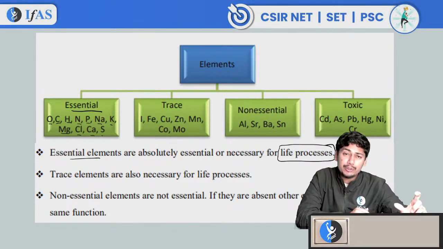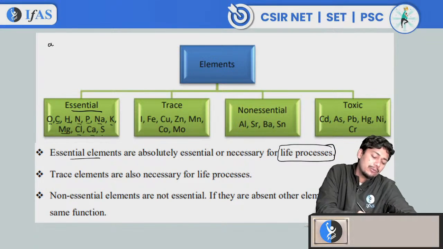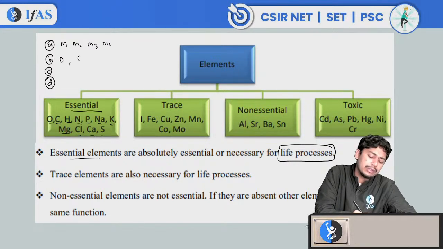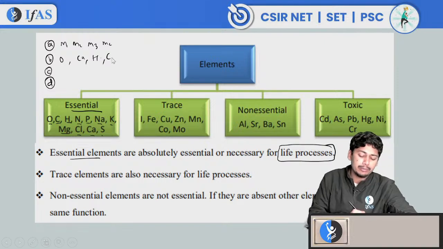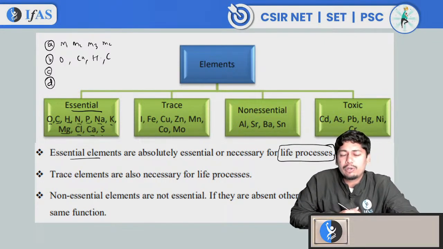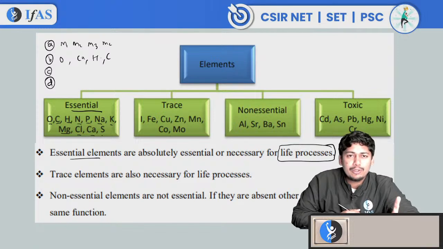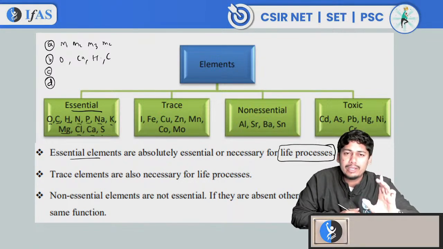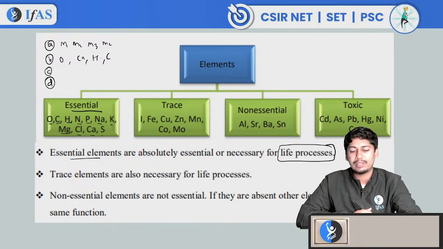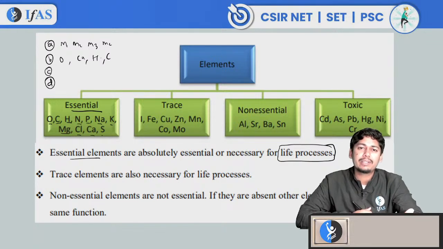A question might come with 4 options A, B, C and D, and they will give different sets of elements, say M1, M2, M3, M4, or oxygen, calcium, hydrogen and carbon. They will make 4 different combinations of elements and ask which set of elements is essential for us. At that time you must remember the essential elements, then only you can pick the answer correctly, or otherwise you might get negative marking.